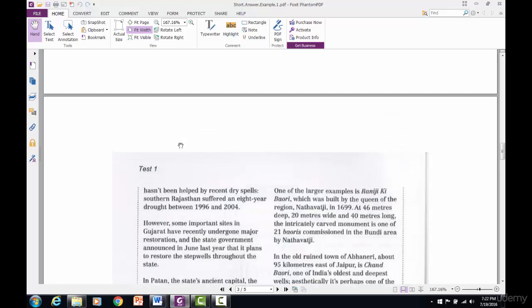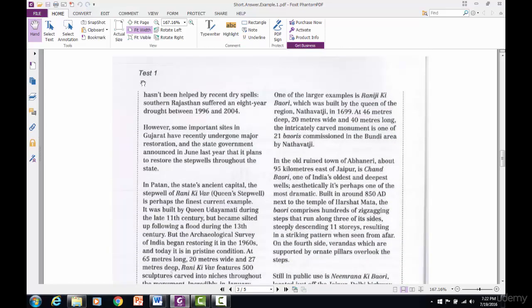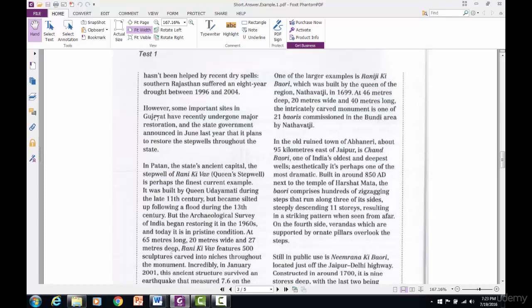That sentence says, their condition hasn't been helped by recent dry spells. Southern Rajasthan suffered an 8-year drought between 1996 and 2004. Answer is drought. There's Southern Rajasthan, and drought is a climatic event. So our answer will be drought, D-R-O-U-G-H-T. That's our climatic event.